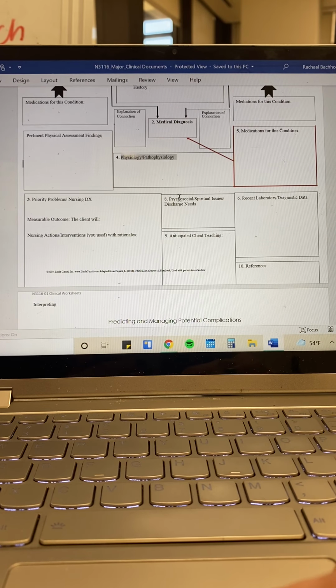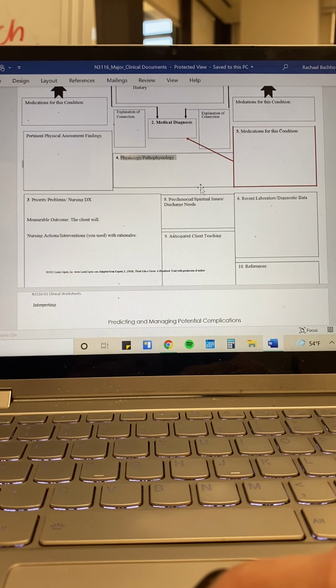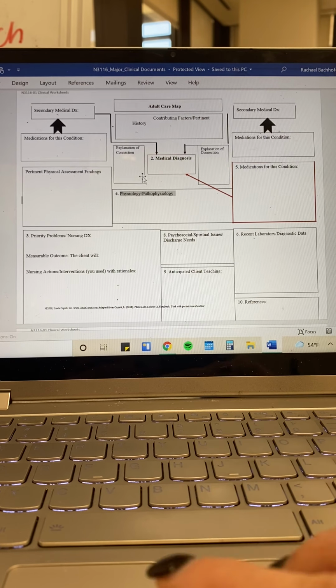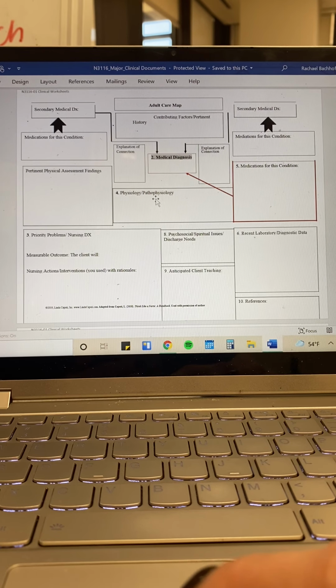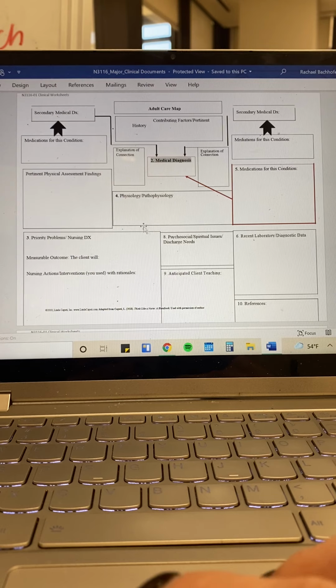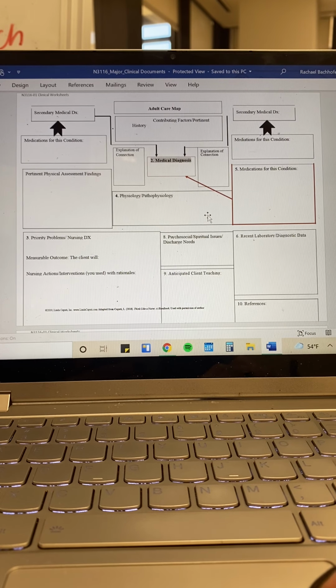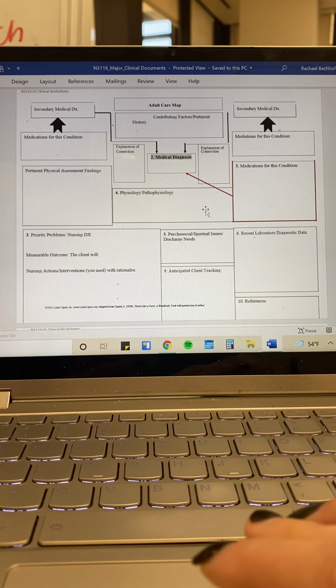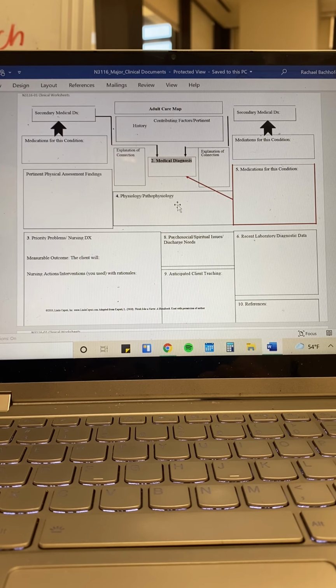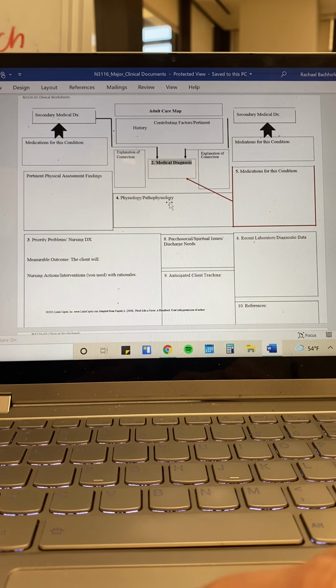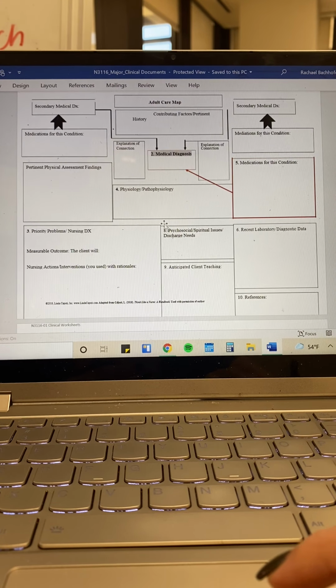This is your physiology and pathophysiology box. You are seriously, guys, just going to define whatever you put in box 2, your medical diagnosis. I want you to tell me what pneumonia is. This is where you cite directly from your textbook or another scholarly source. Once again, I'm okay with things like PubMed, Mayo Clinic, things of that nature. I don't want any random nurse.org sites.